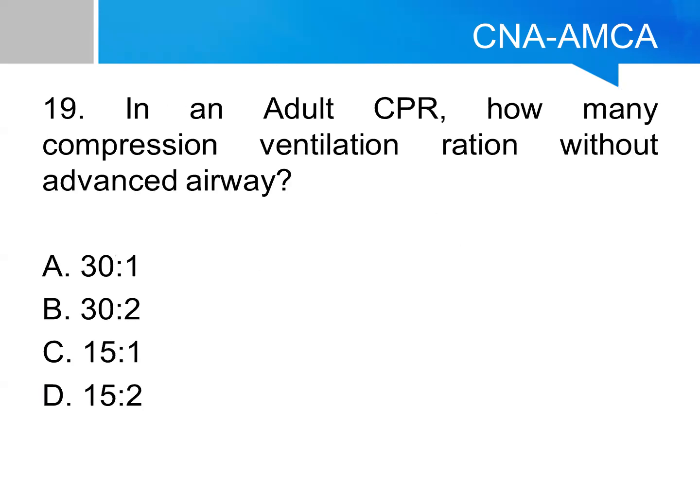Number 19. In an adult CPR, how many compression ventilation ratio without advanced airway? A. 30 is to 1. B. 30 is to 2. C. 15 is to 1. And letter D. 15 is to 2. What is the correct answer? Letter B. 30 is to 2.